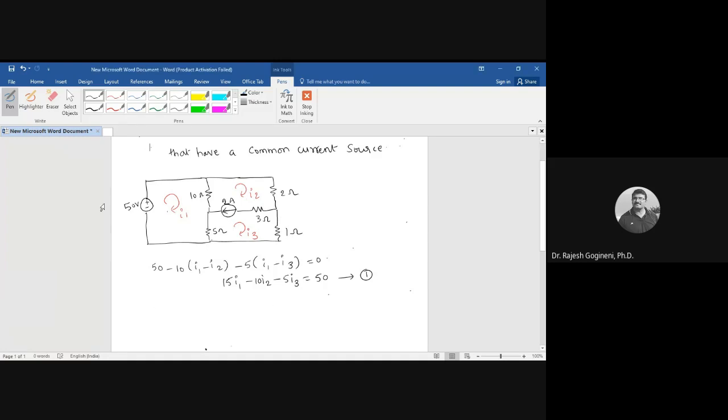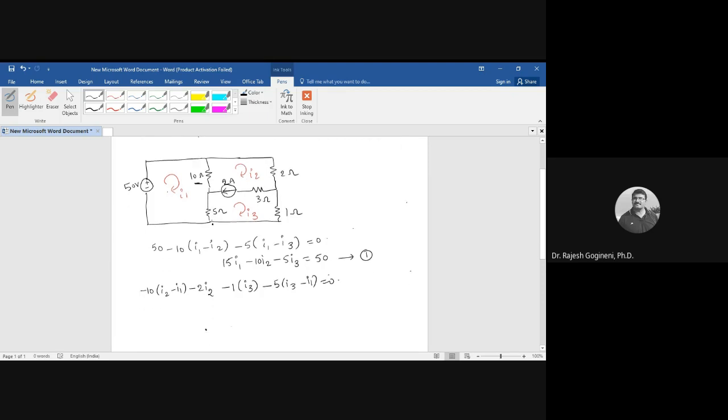So that is minus 10 into I2 minus I1, minus 2 I2, minus 1 into I3, minus 5 into I3 minus I1 is equal to 0, right? So minus 10, start from here, minus 10 into I2 minus I1 minus 2 I2 minus I3 minus 5 into I3 minus I1 is equal to 0.